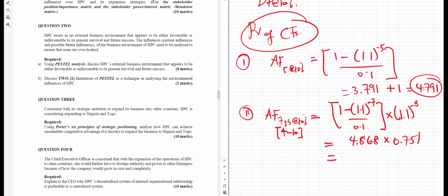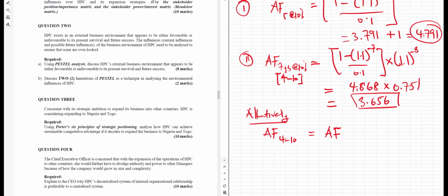Alternatively, which was the first one we said, if it is 4 to 10, it means that we need to get 10 years, then we take out what? 1 to 3 out. That's not what we learned. The annuity for 4 to 10, we get annuity from where? You are supposed to tell me.